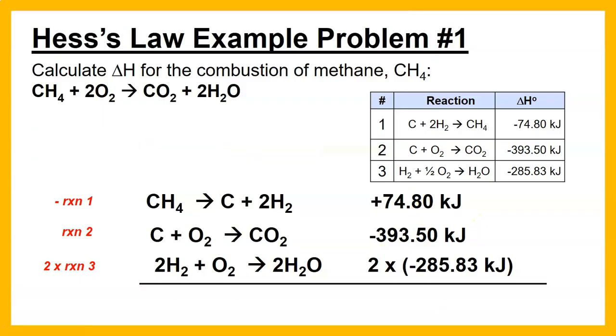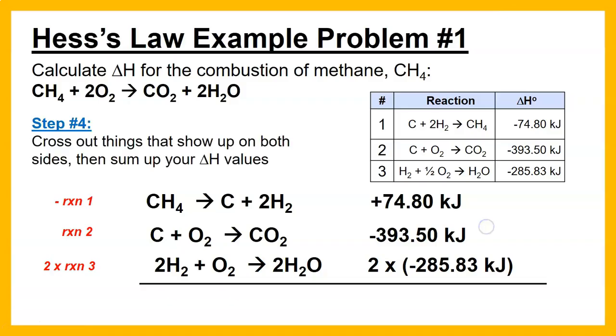So now what we have to do is cross out things that show up on both sides. And then we're going to add up all these enthalpy values because the overall reaction is a sum of all the baby steps, right? I don't know how to do this in one giant step, but I do have data that lets me break it into baby pieces. So if I look here, I have a carbon and a carbon on each side. Those go away. I have 2 hydrogens and 2 hydrogens. Those go away. And I'm not seeing anything else that cancels.